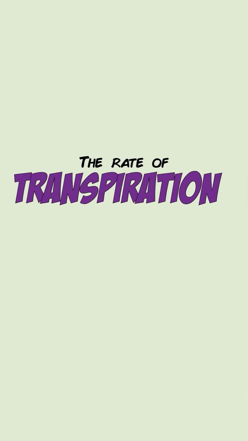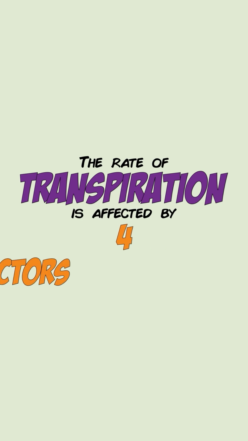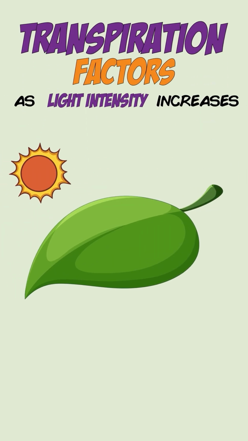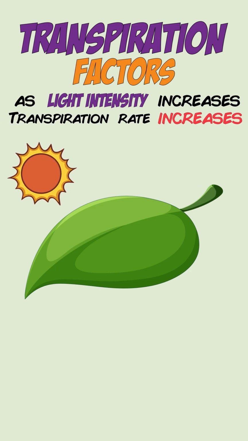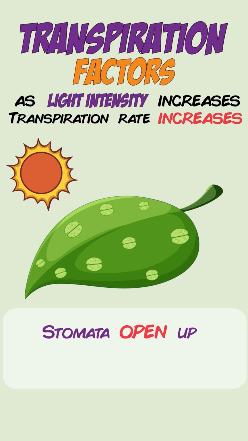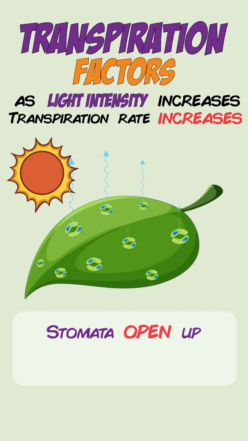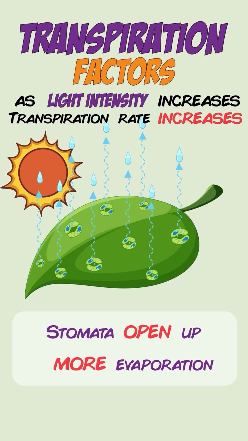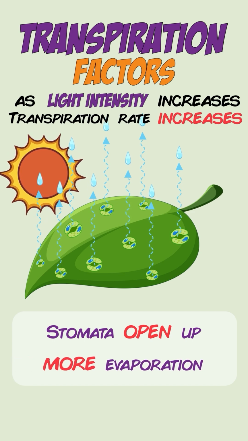The rate of transpiration is affected by 4 different factors. The first is light intensity. The greater the light intensity shining on a plant, the faster the rate of transpiration. This is because the stomata open up in bright conditions to allow more gas exchange for photosynthesis. As a consequence of this, more water gets lost through transpiration.